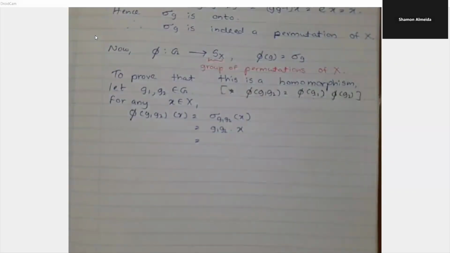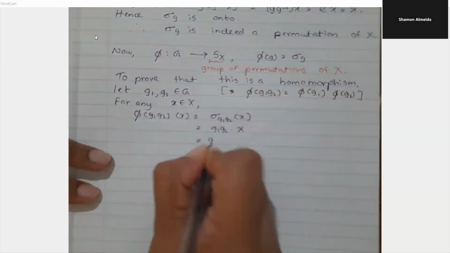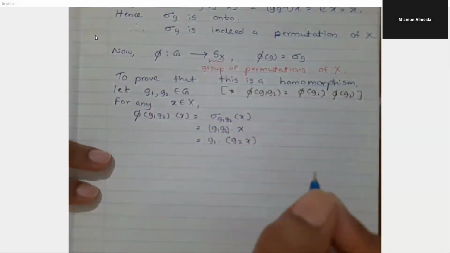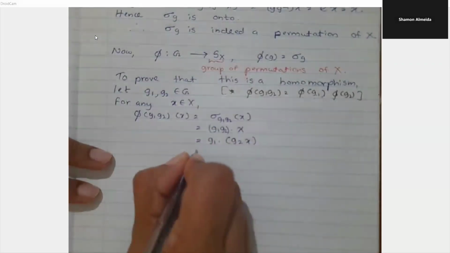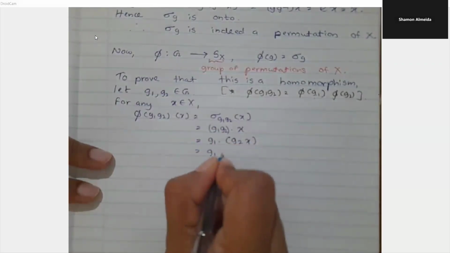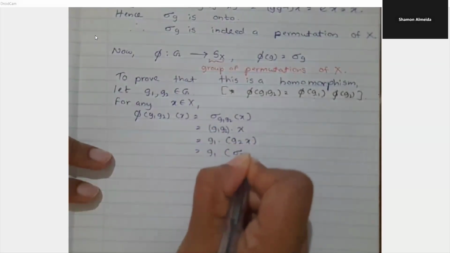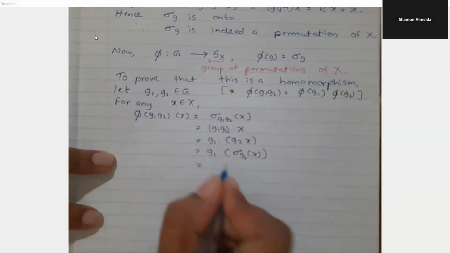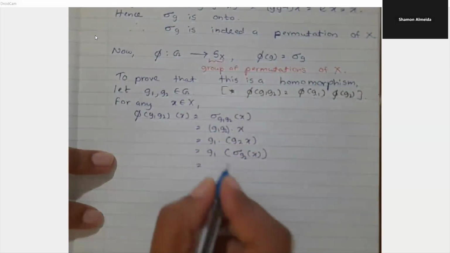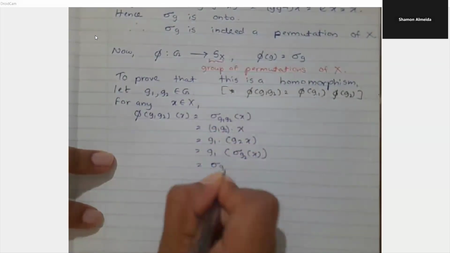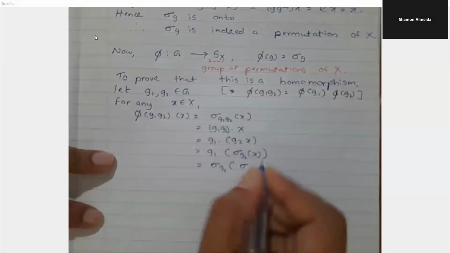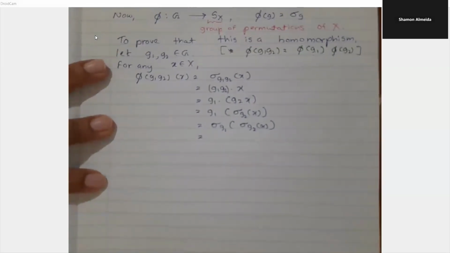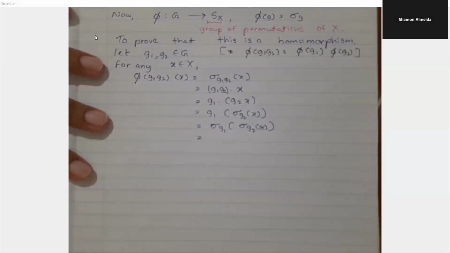Now, using properties of group actions, we can write it as G1 (G2 x). So G2 x is simply what? Sigma G2 of x, right? And G1 acts on this element, which is sigma of G1 applied to sigma G2 of x. Now we are simply using the definition of function composition, the way we write it.